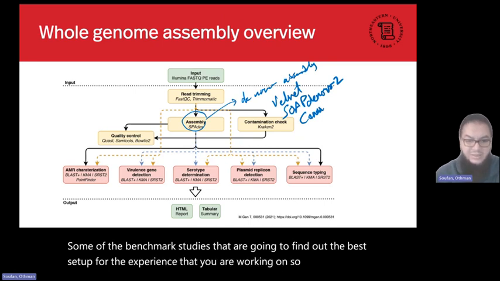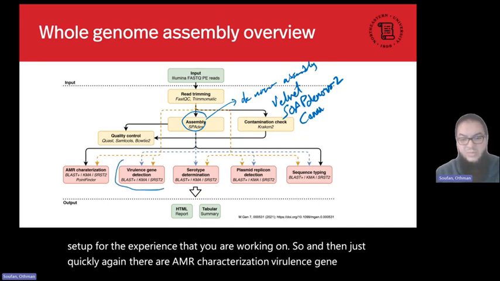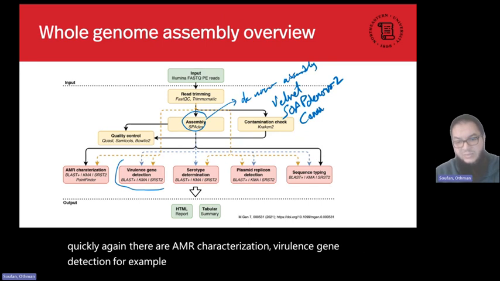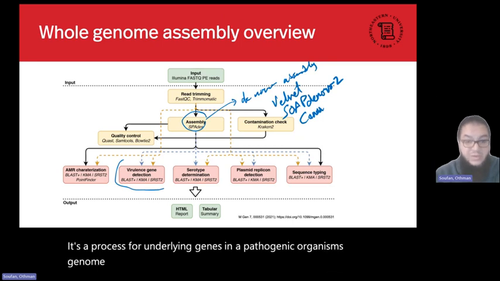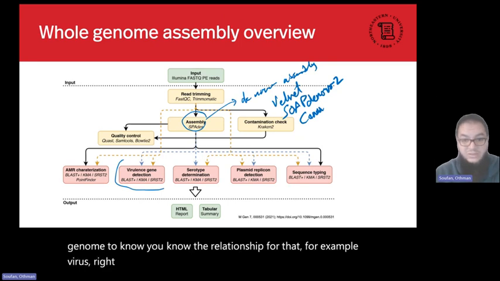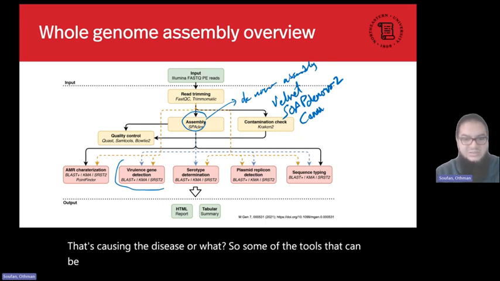So, and then just quickly, again, there are AMR characterization and virulence gene detection, for example. It's a process for identifying genes in a pathogenic organism's genome to know the relationship of that, for example, virus, right? Virulence genes encode whether it's causing the disease or not. So some of the tools that can be used there include BLAST.